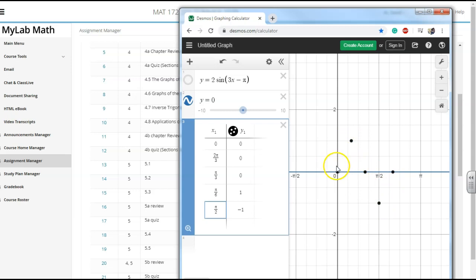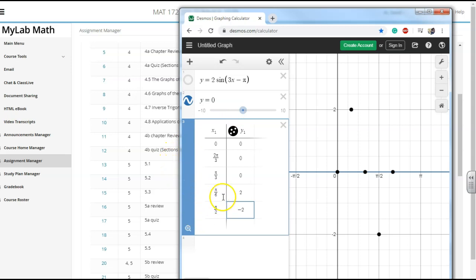Now, the next thing we're going to change is the high and low point values. Our amplitude is 2. It's not 1. So this is going to go up. Instead of to 1 and negative 1, it's going to go to 2 and negative 2. Okay, so I adjusted the period. I adjusted the amplitude. Now I'm going to tackle the phase shift.